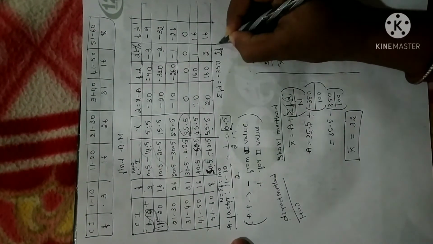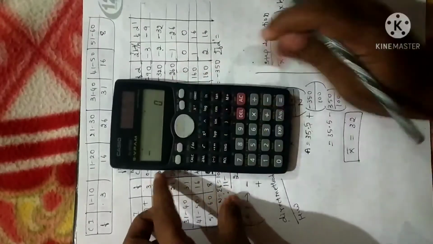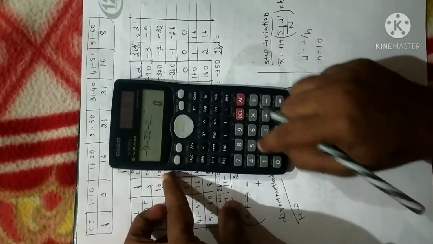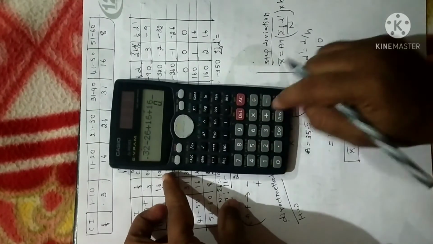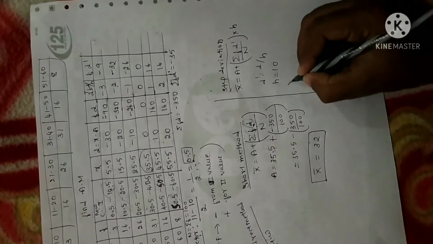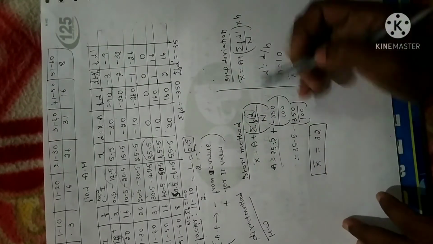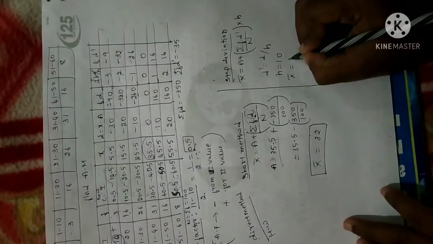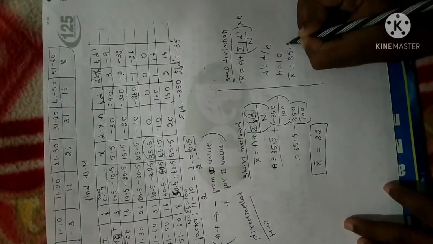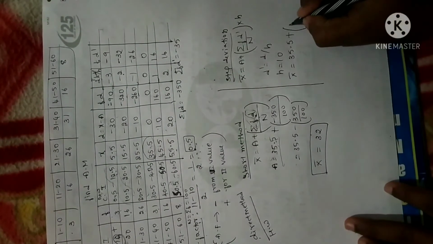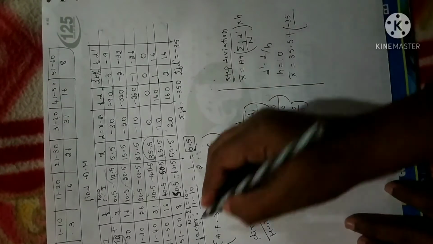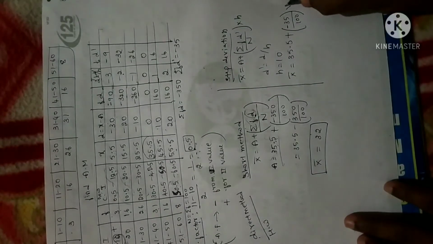Now I have to calculate sigma f d dash. So you have to add all these values. Minus 9, minus 32, minus 26, plus 16, plus 16. That will give us minus 35. Fine. So now we have to substitute all the obtained values in the formula. X bar is none other than mean. So x bar will be equal to a, the assumed mean. I'm going to take the same value, 35.5. That is what I have assumed for calculation of a. So a is 35.5 plus sigma f d dash is minus 35, divided by n, which is sigma f, 100, into h, the common difference.